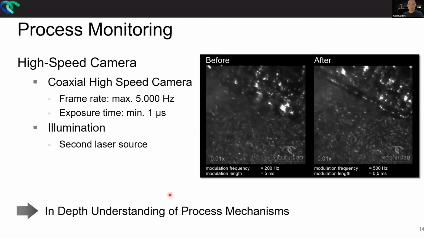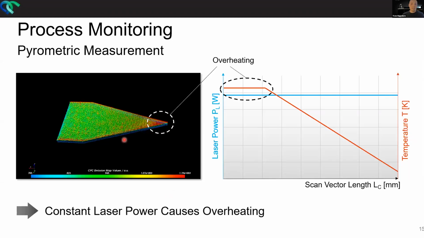Another process monitoring tool is the pyrometer. What you see here also is it's coaxial, similar to the high-speed camera, which means that we always measure the heat radiation emerging from the interaction of the laser and material. And what you see here, that would be the first scan, because we know where the scan head is positioned. So we can calculate what we call the emission map.